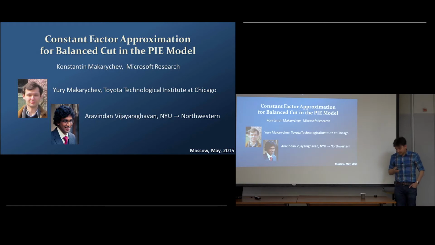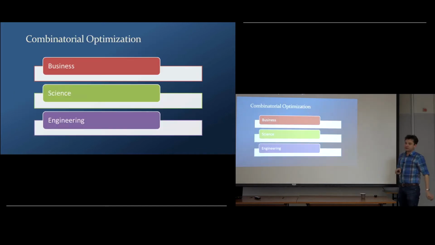Let me start with some general motivation for the beyond the worst case analysis, and maybe more generally for combinatorial optimization. Combinatorial optimization is used widely in business, science, engineering. Examples of combinatorial optimization problems are various problems in logistics, most importantly the traveling salesperson problem, various problems like constraint satisfaction, and today I will talk mostly about problems related to graph partitioning.